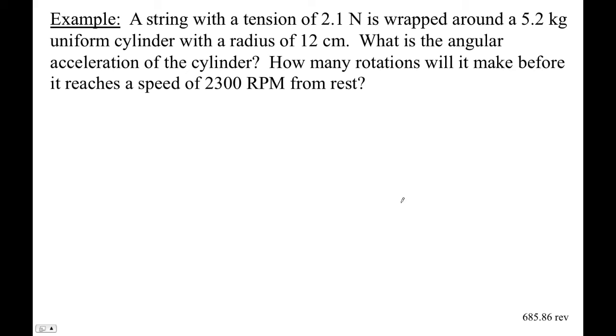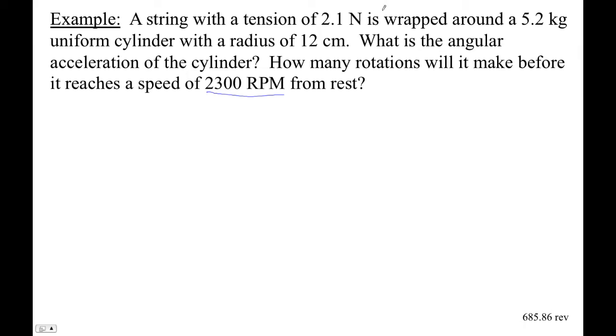Okay. So a string with a tension, this is in the little note guide that maybe you have, with a tension of 2.1 newtons is wrapped around a 5.2 kilogram uniform cylinder with a radius of 12 centimeters. What is the angular acceleration of the cylinder? How many rotations will it make before it reaches a speed of 2,300 RPM from rest? And usually it just asks one question like that.